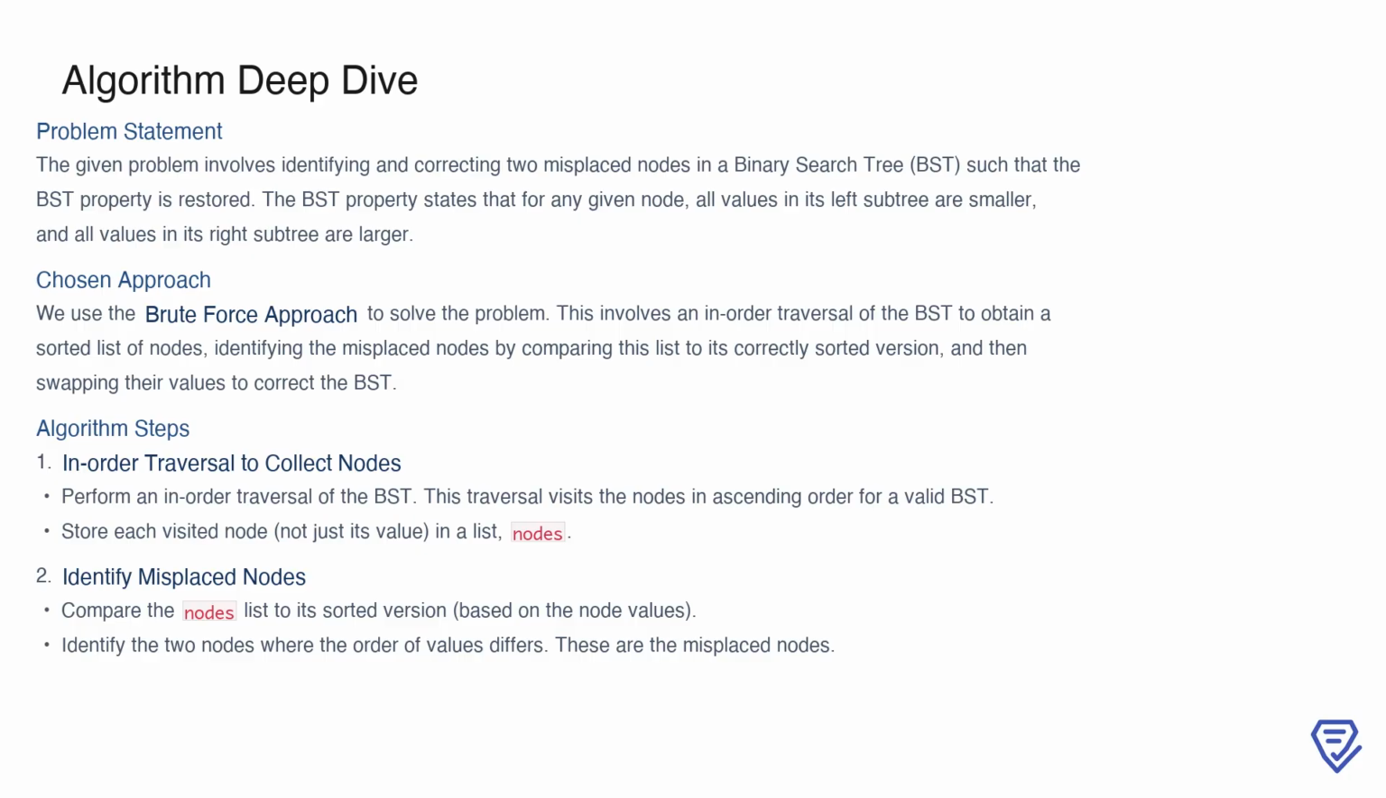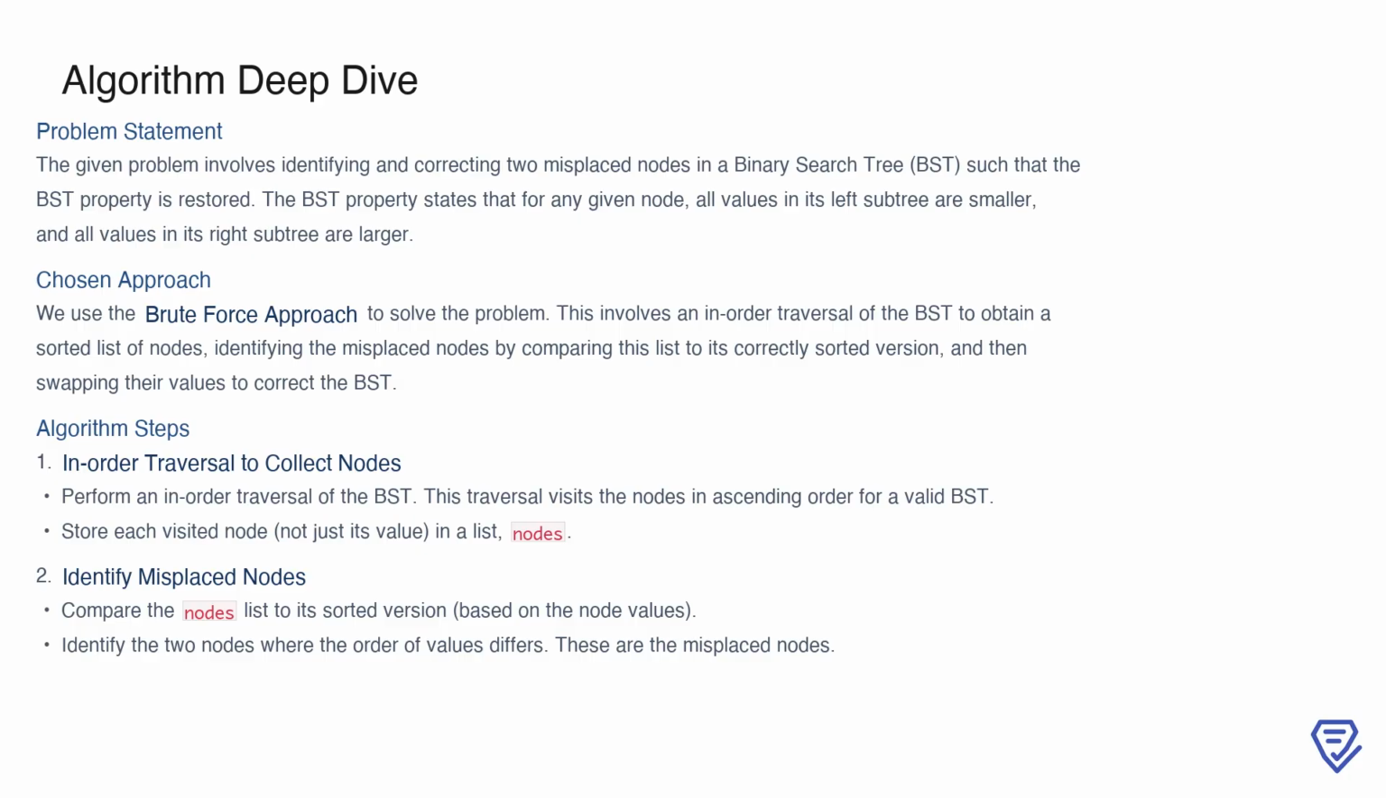The approach we're using here is the brute force method. It involves performing an in-order traversal of the BST to collect all the nodes in a list, since in-order traversal naturally visits nodes in ascending order for a valid BST. Once we have this list, we compare it to its correctly sorted version, which allows us to identify the two misplaced nodes. The final step is to swap the values of these nodes to fix the tree.